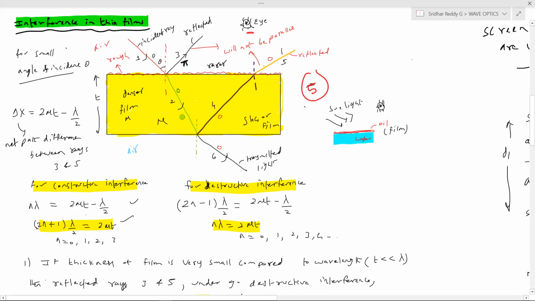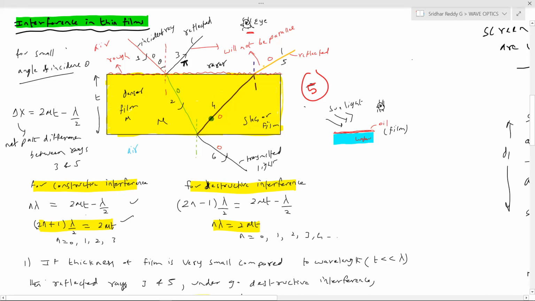What about the refracted ray? We know due to transmission, no phase change will occur. So the phase of the refracted ray will be zero only. Then again, a part of the ray will be reflected, part will be transmitted. The ray moves from denser to rarer, so it will bend away from the normal. And due to refraction, there won't be a phase change. So the phase of ray 6 will be zero. What about the phase of ray 4?